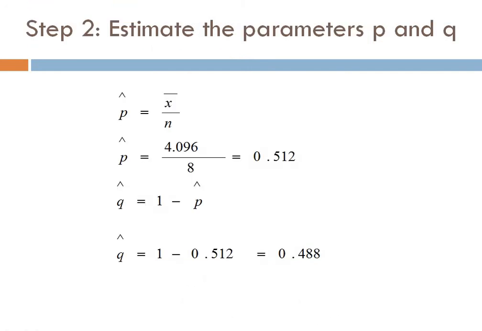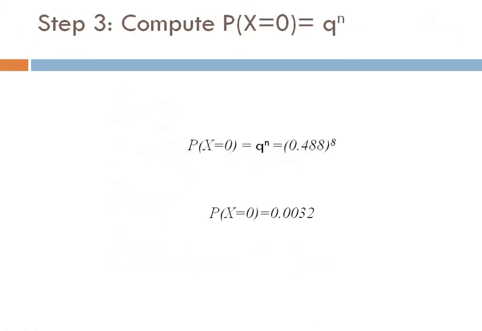Step 2. Estimate the parameters p and q. P hat equal to x bar by n. Substitute the values of x bar and n. X bar is 4.096 and n is 8. So after simplification, we get p hat equal to 0.512. Q hat is 1 minus p hat. Therefore, q hat equal to 0.488.